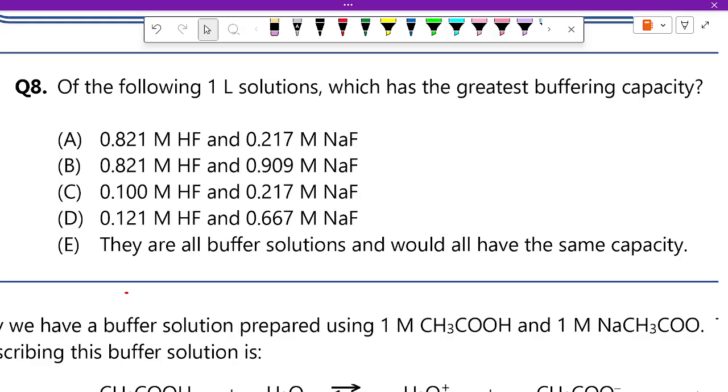Okay, who has the greatest buffering capacity? Is it A, B, C, D, or E? B, because we have the most moles, yes?